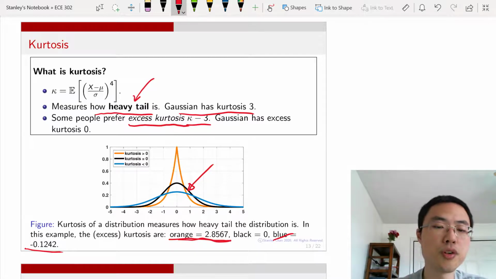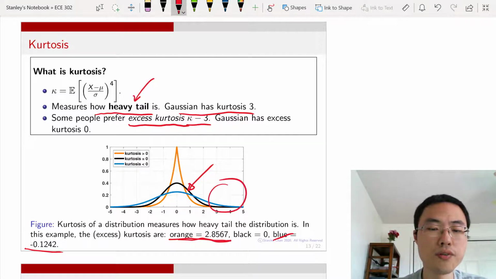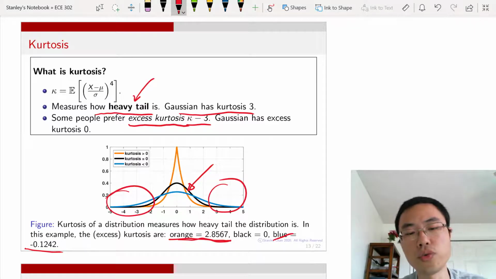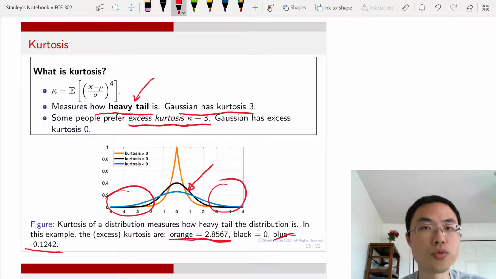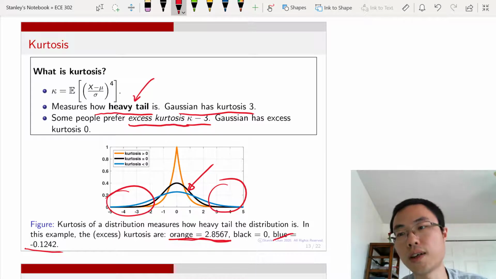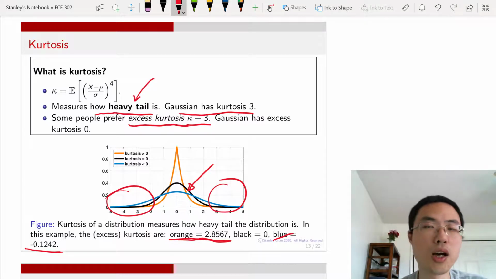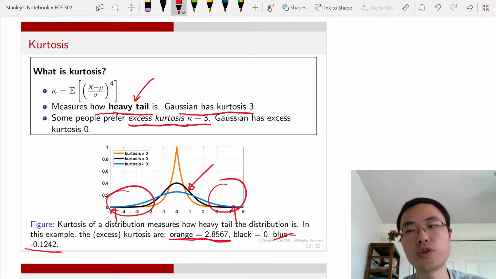So the kurtosis measures how much of the energy you will still have on the two ends. That's the tail distribution. A heavier tail distribution is normally harder to work with because you have a probability of having outliers. So kurtosis is a metric to evaluate how spread the distribution is, how heavy tailed the distribution is.